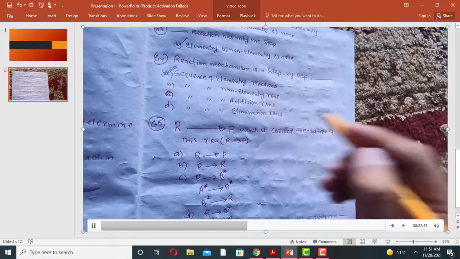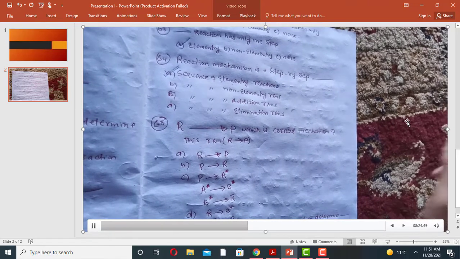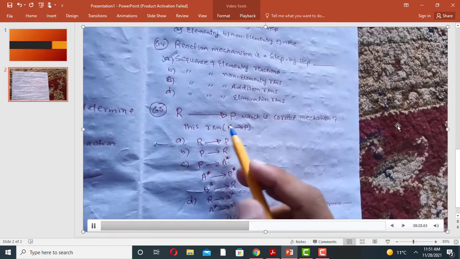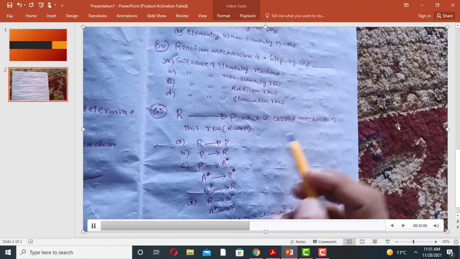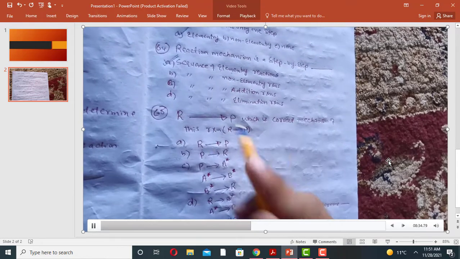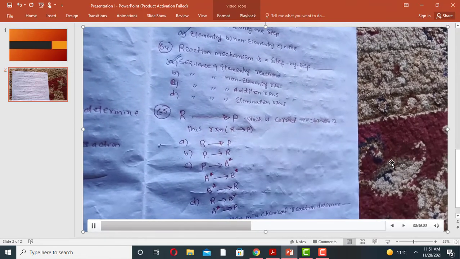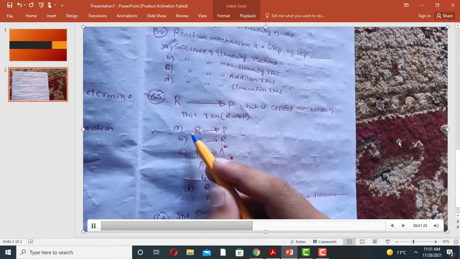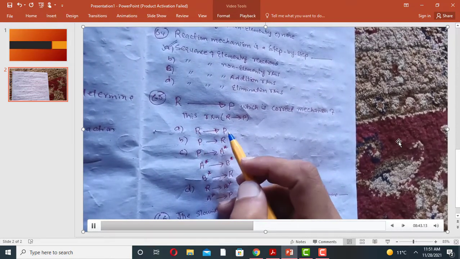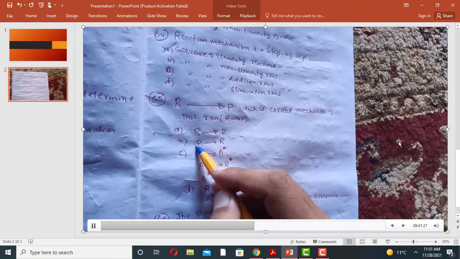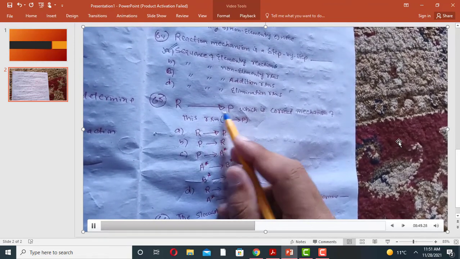The mechanism of a reaction consists of 2 or 3 elementary reactions. Reactant is converted into product. What is the correct mechanism for this reaction? This reaction cannot occur in one step, it occurs in many steps. So reactant A is converted into P. Is this the mechanism of this reaction? No. P is converted into R.